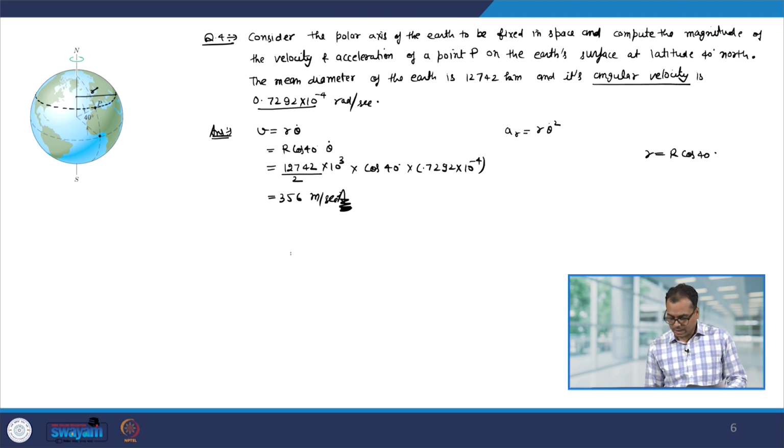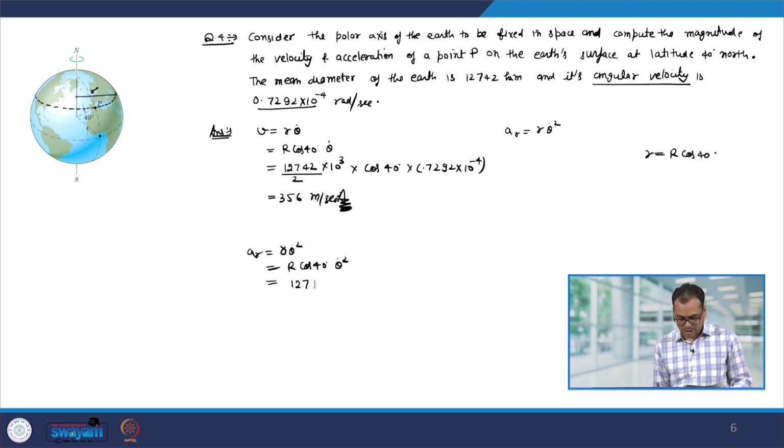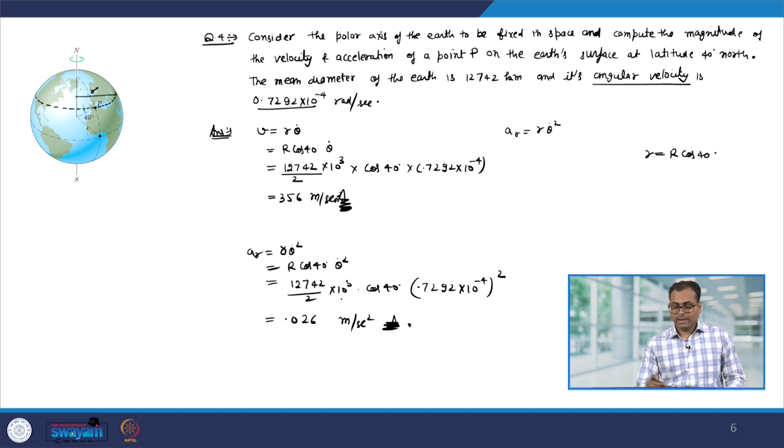Now let us see a_r. a_r is r theta dot square. So r is capital R cos 40 degree into theta dot square. This will be 12742 divided by 2 into 10 to the power 3, and then we have cos 40 degree and then theta dot, which is 0.7292 into 10 to the power minus 4 whole square, and this comes out to be 0.026 meter per second square.